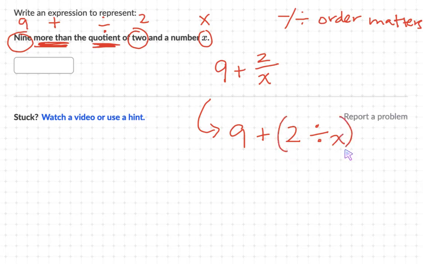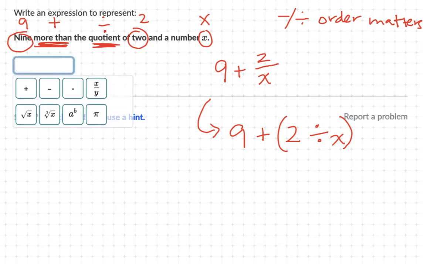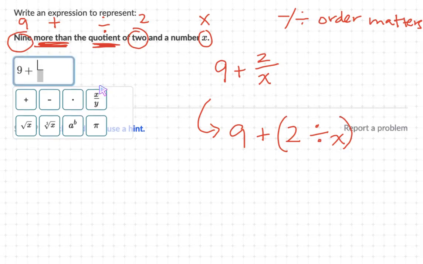But then I'm going to want to put parentheses around the 2 divided by x to show that those two are together. So the best way is to use the fraction bar because it's just easier to write that. So again, 9 more than, 9 added to. Quotient means to divide, quotient of 2 and x, 2 divided by x. So let me put that in, 9 plus 2 divided by x.